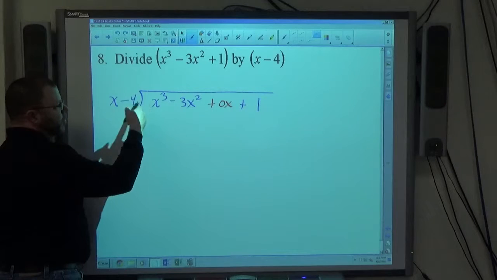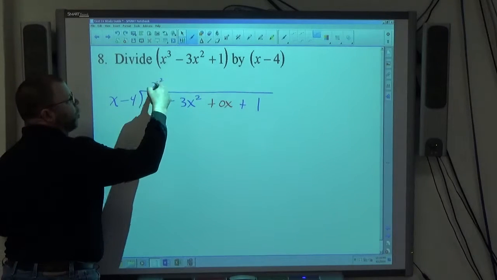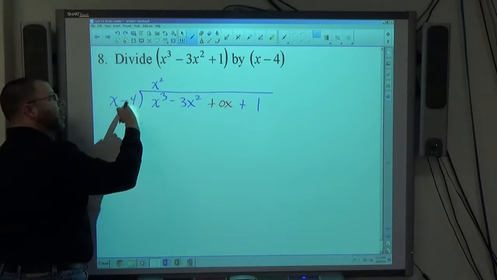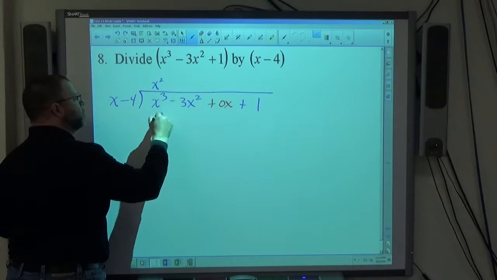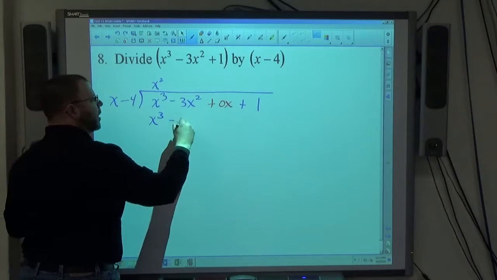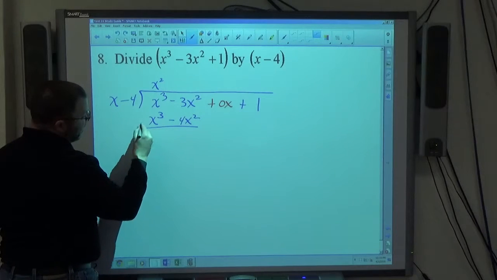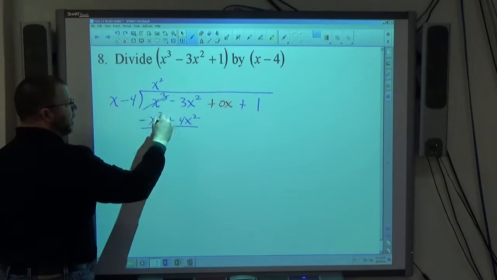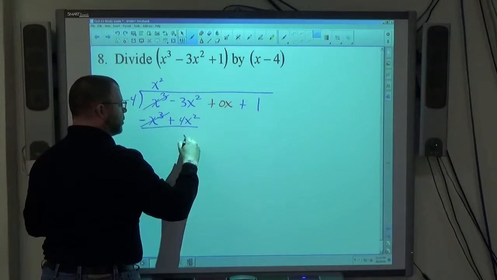We divide first by first to get the answer. So x cubed divided by x makes x squared. Whatever answer we get, we multiply by both pieces. So we divide only by the one thing, we multiply answer times both things. X squared times x makes x cubed. X squared times -4 makes -4x squared. Then we subtract. Subtracting is changing signs. X cubed becomes negative, 4x squared becomes positive. X cubed minus x cubed cancels. -3 plus 4 makes positive 1x squared.